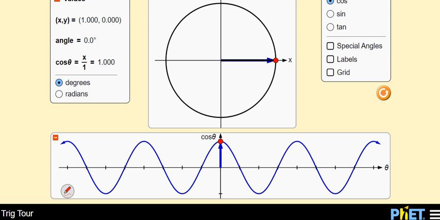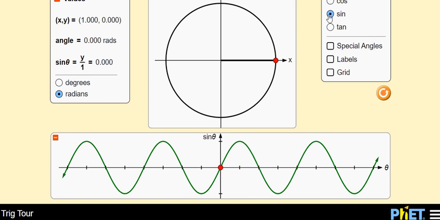If I'm playing with this thing here, I'm going to put this to radians first. Oh, not draw. So I can put that to radians. I'm also going to put on sine, since sine is the graph that we're doing right now. And then I'm going to put on special angles and labels. Now what I want you to see is this up here. This is our unit circle.